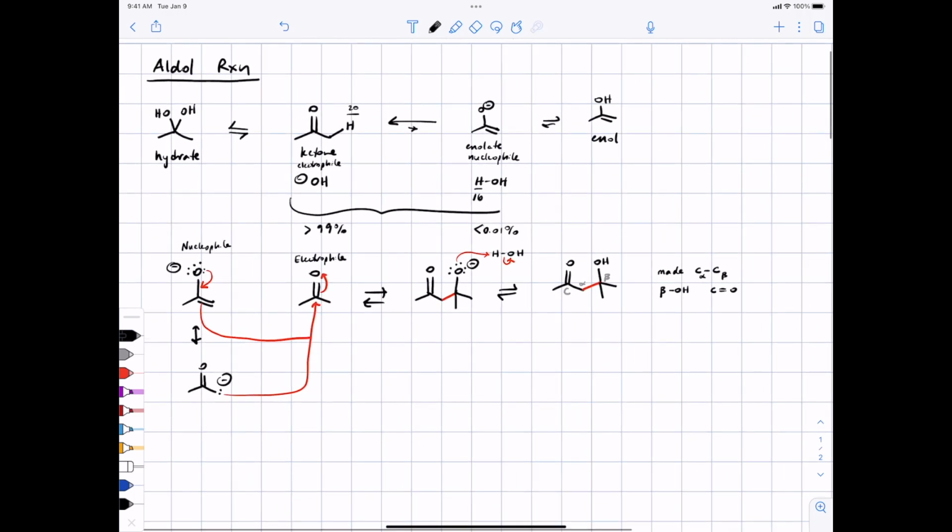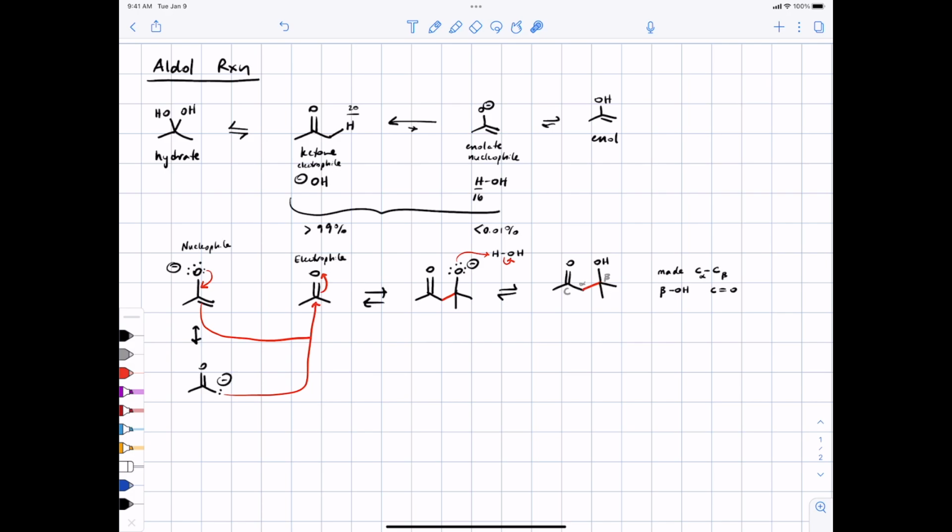Now, the arrows show that this is an equilibrium reaction, which means that you can start with the aldol product and you can go back to ketone starting materials. In any case where equilibration is possible, you can control which direction the reaction goes based on reaction conditions.